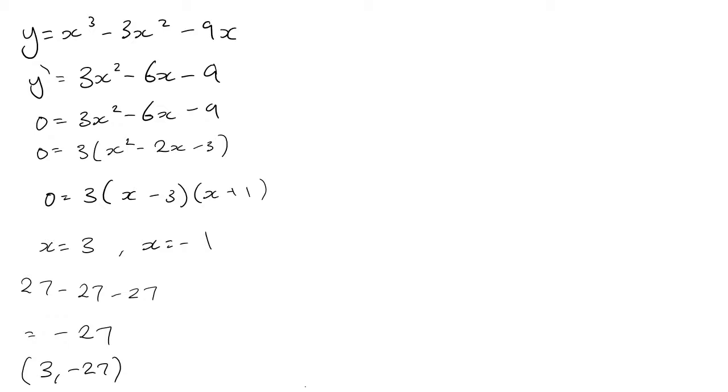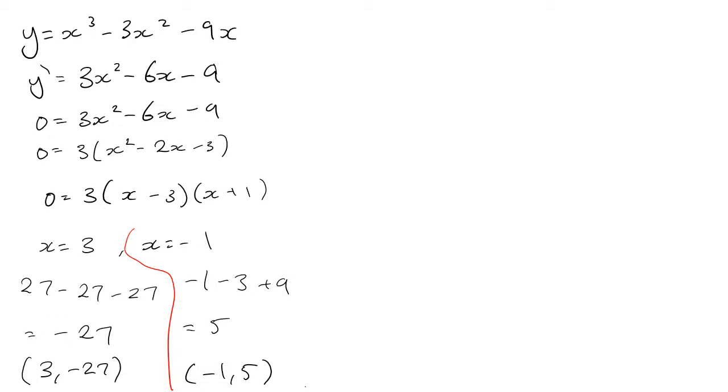If we look at x equals negative 1, negative 1 cubed is negative 1. Negative 3 times negative 1 squared is negative 3. And negative 9 times negative 1 is positive 9. So that's 5. So the stationary point is also negative 1 and 5.